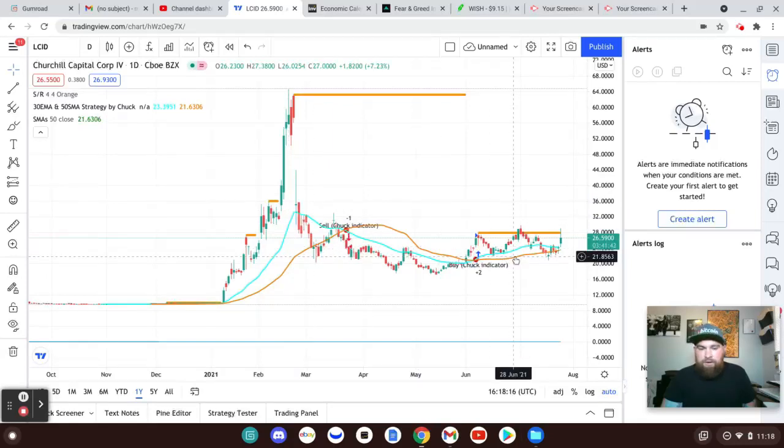But again, it's knowing all of these levels. So if we were to bounce off here and come all the way back down to the 22.5 range, where do we go from there? Well, on the past year, I don't have the lines here, but you see we found a bottom here at 17.5.